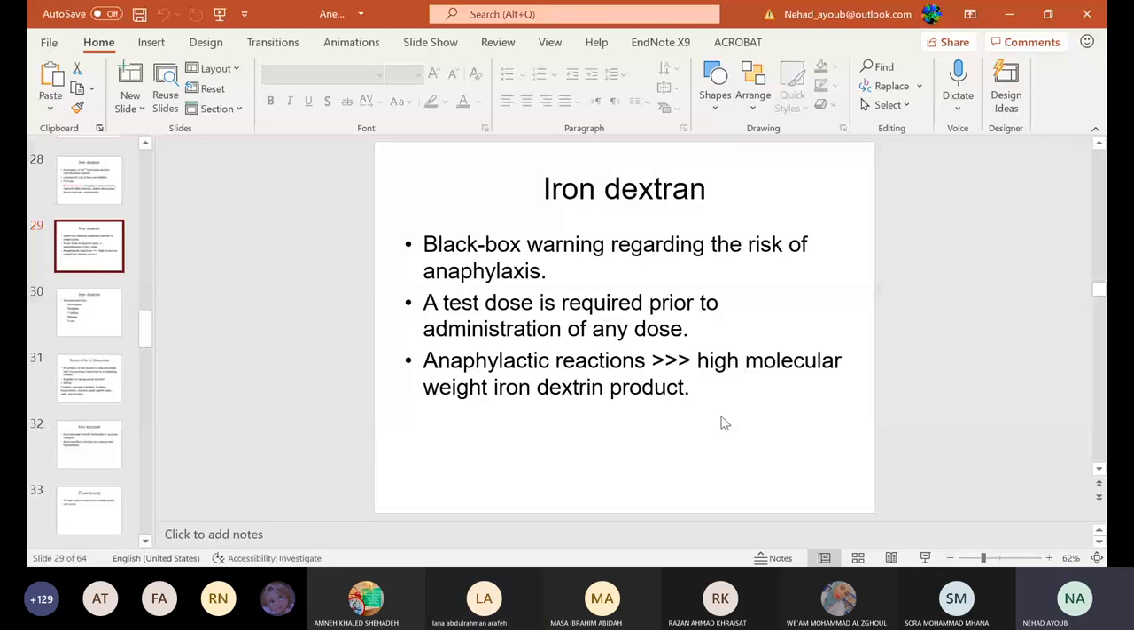That the patient taking iron dextran may develop an allergic reaction or anaphylaxis. So this can happen, an allergic reaction or anaphylaxis, while we give iron dextran IV. Okay?